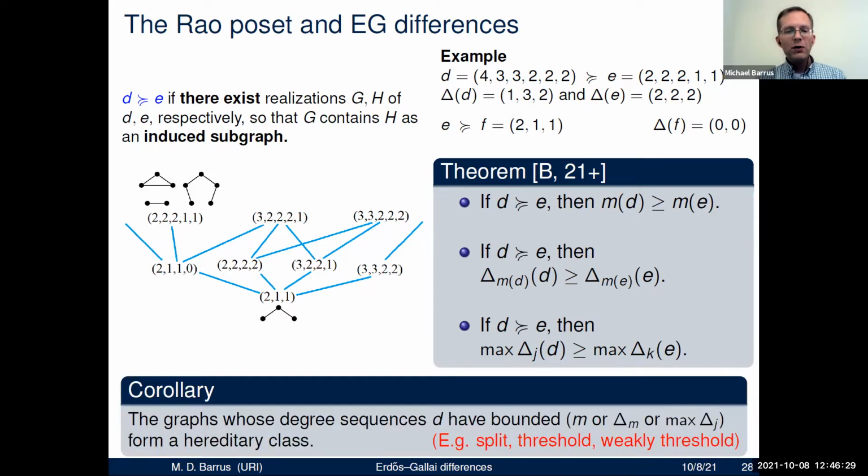So as a corollary, we have the same conclusion as we did before, right? We know that the split graphs, the threshold graphs, the weakly threshold graphs, they have characterizations in terms of this Rao order. And because they have characterizations in terms of small Erdős-Gallai differences, if you were to look at the degree sequences of all split graphs in this Rao order, you'll see that they form a downward closed sub-poset. They're an ideal in this poset. And the same is true for threshold and weakly threshold graphs.